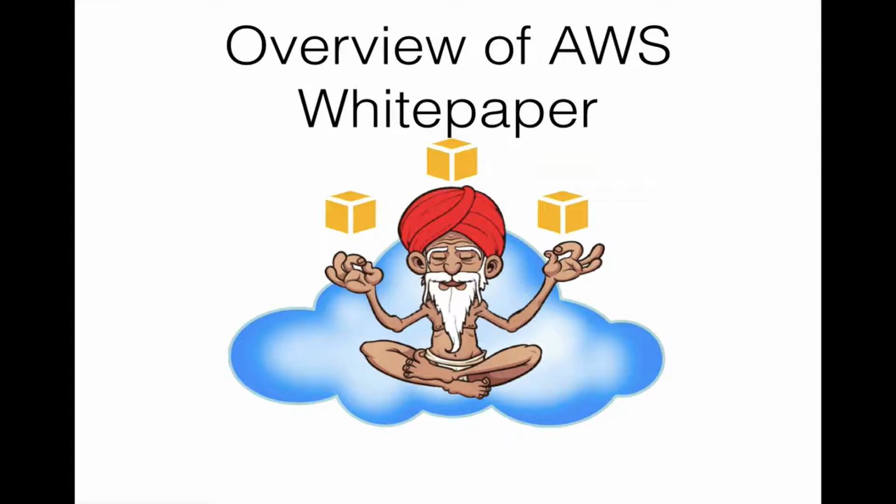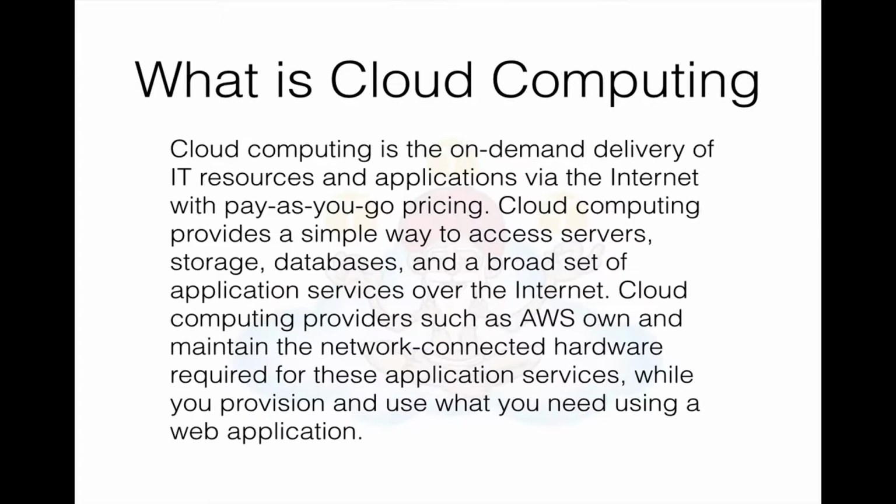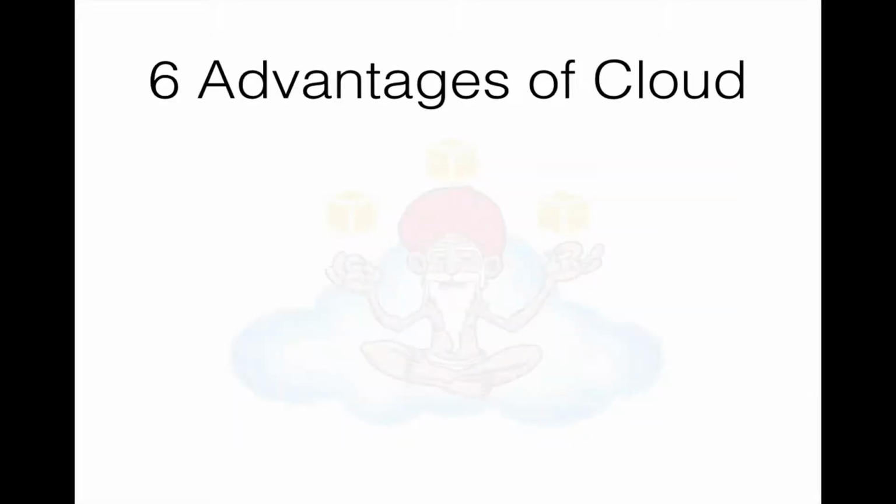We really covered a lot of this in the 10,000 foot overview, but let's just go through it anyway. One of the first things they talk about is what is cloud computing, and they define it as the on-demand delivery of IT resources and applications via the internet with pay-as-you-go pricing. Cloud computing provides a simple way to access servers, storage, databases, and a broad set of application services over the internet. Cloud computing providers such as AWS own and maintain the network-connected hardware required for these application services, while you provision and use what you need using a web application. So that's the definition of cloud computing.